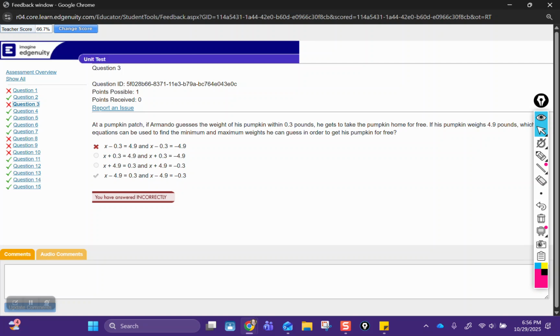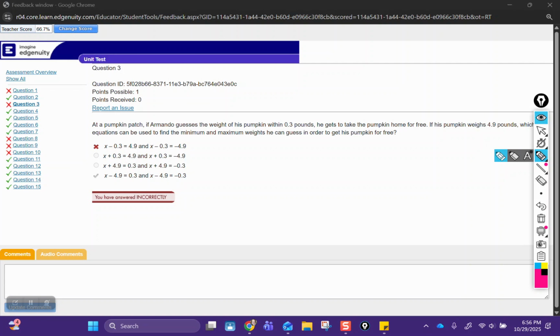Question 2 says we have a pumpkin patch. Armando guesses the weight of his pumpkin. Within 0.3 pounds, he gets to take the pumpkin home for free. If his pumpkin weighs 4.9 pounds, which equations can be used to find the minimum and the maximum weights he can guess in order to get his pumpkin for free?